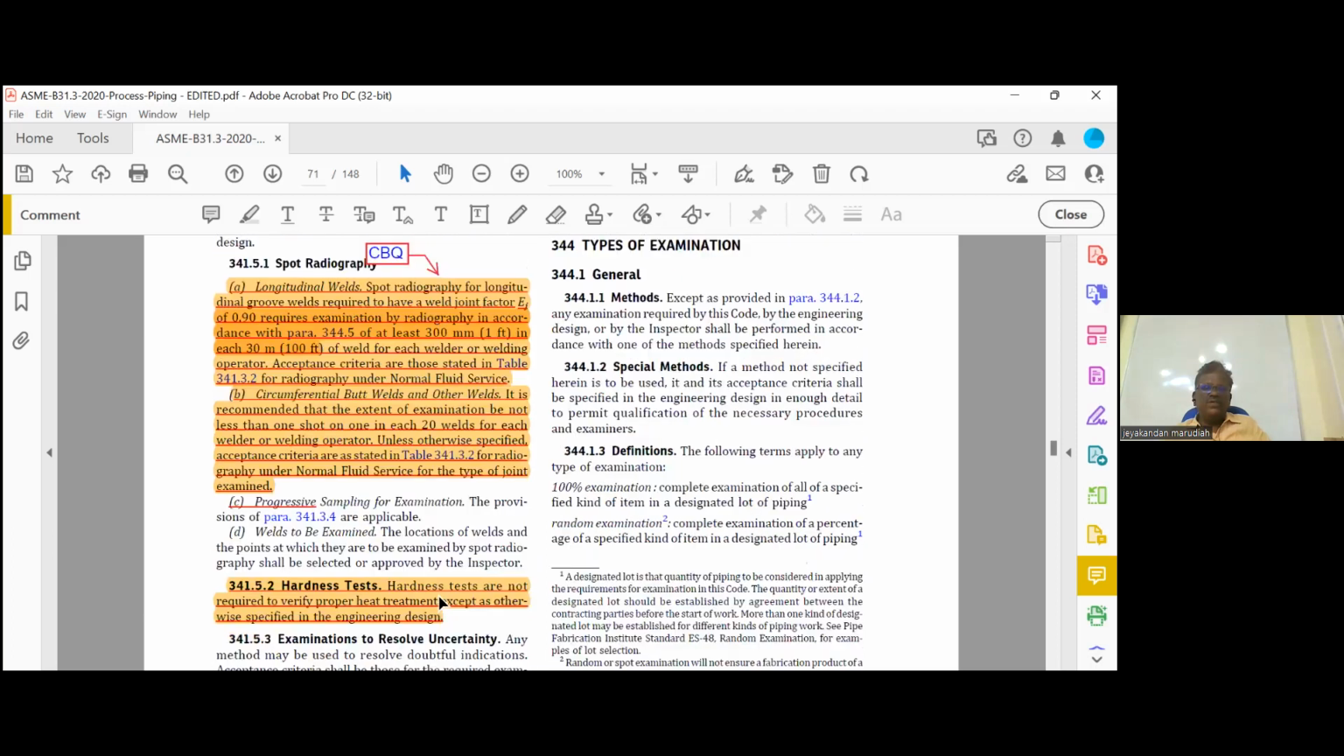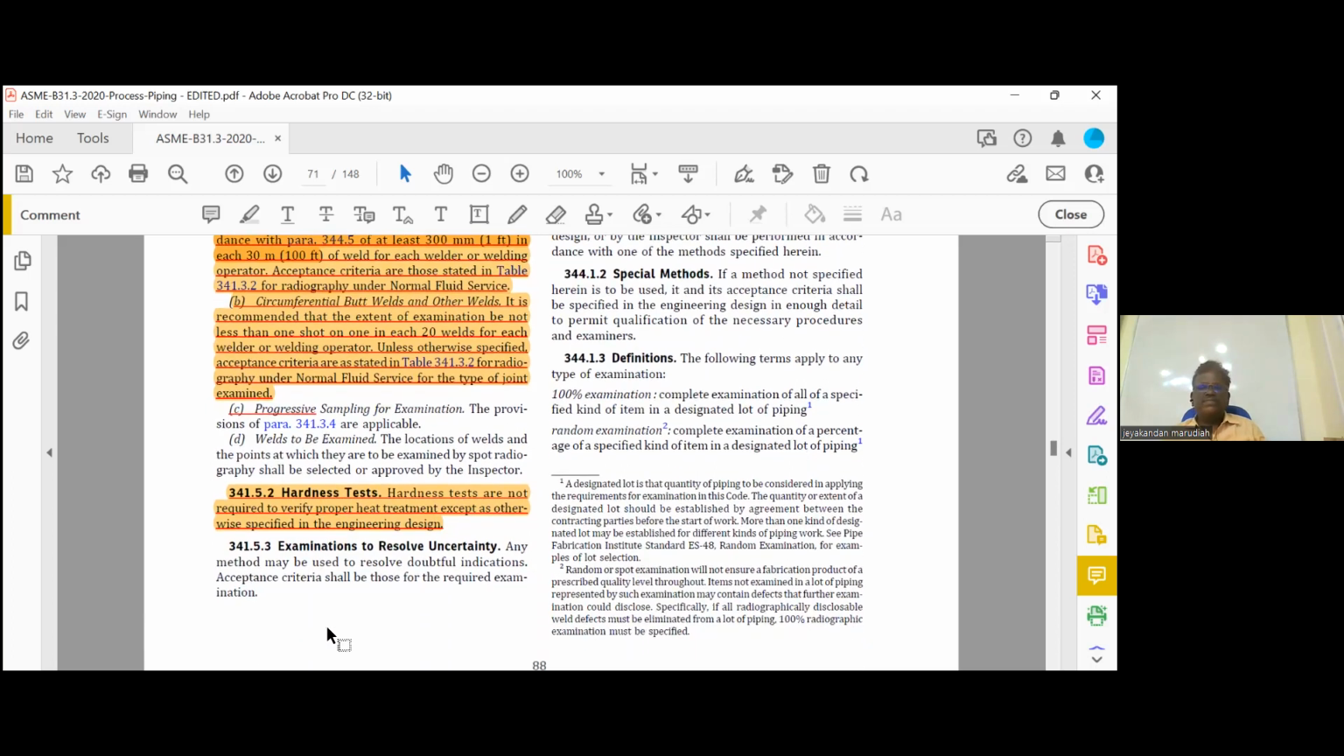Then these are not important. Then highlight this one, hardness test. Now hardness test they removed. Hardness tests are not required to verify proper heat treatment except otherwise specified in the engineering design.